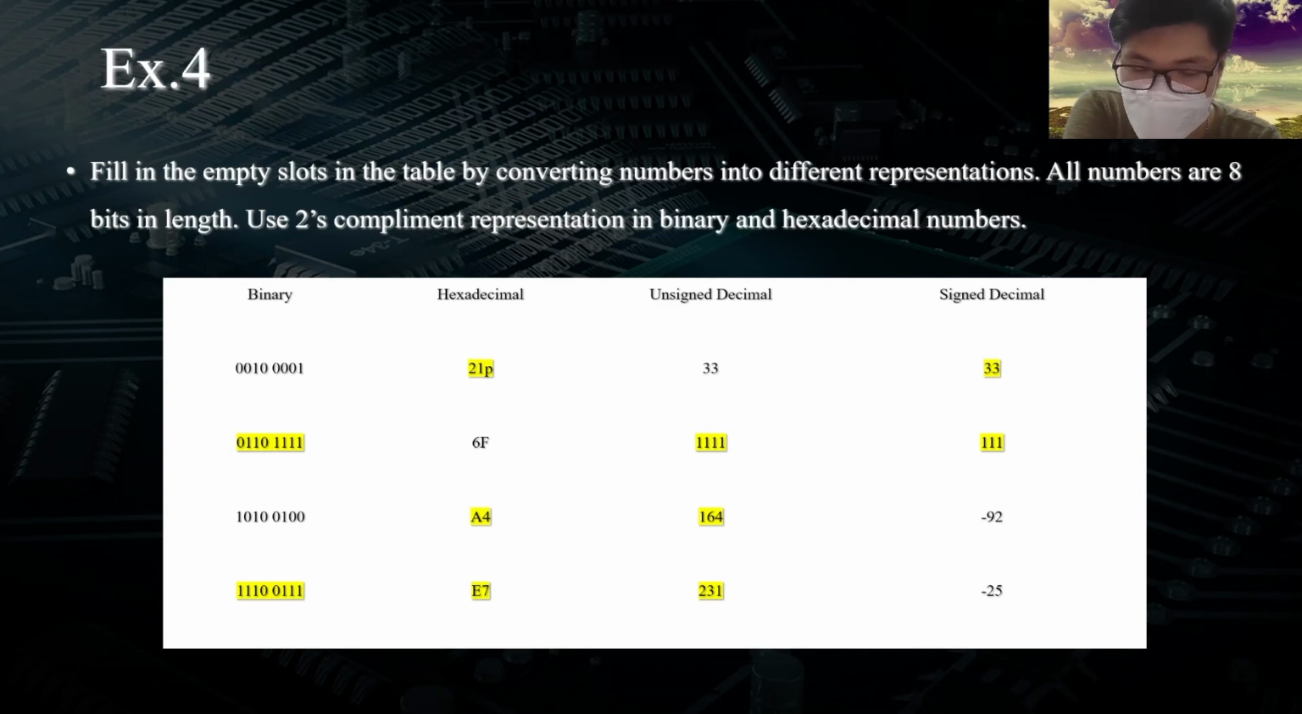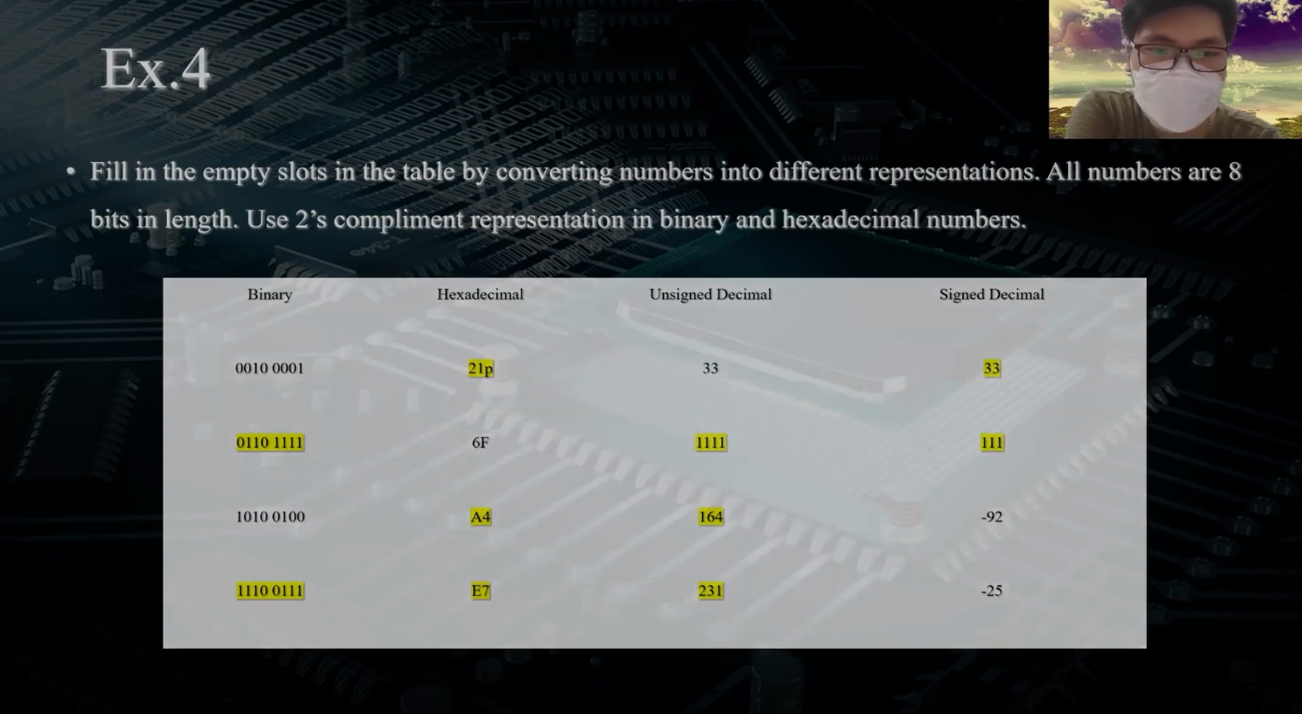In the last row we have the signed decimal as minus 25, so we convert it to binary. We have 1, 1, 1, 0, 0, 1, 1, 1, so using the binary we get the hexadecimal E7 and unsigned decimal 231.